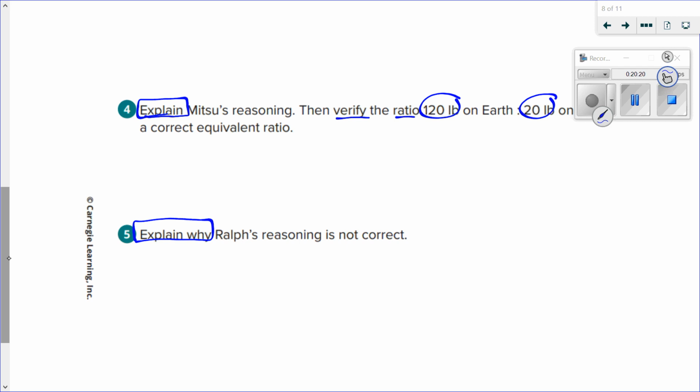Make sense? So these are a little more complex. You've got a lot of different things you're looking at. We want you to work together as a table. We'll give you guys about 10 minutes to work through all of these.